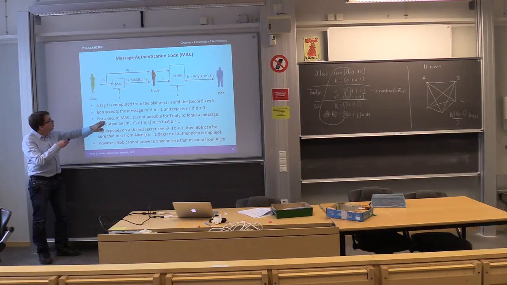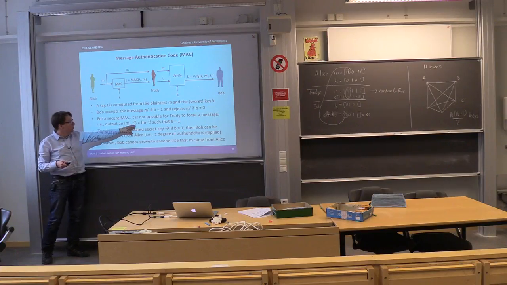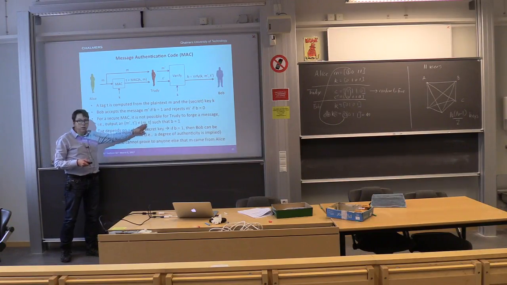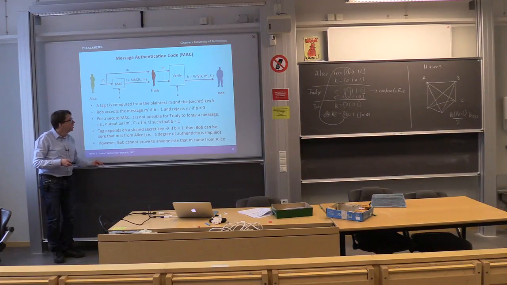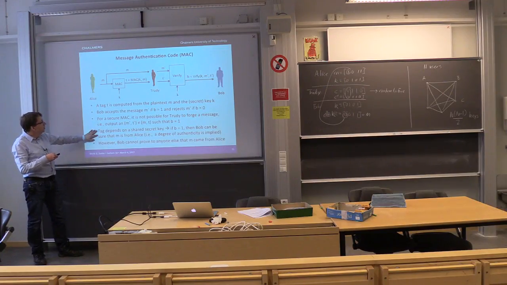Now, for a secure MAC, it is actually impossible for Trudy to forge a message, that is, to output an M prime and T prime which is not equal to what was sent, either a difference in M, a difference in T, or a difference in both, such that B is equal to 1. So Trudy cannot forge messages. I'm not going to tell you how to do this, but it's possible. It's possible because the tag depends on a shared key.